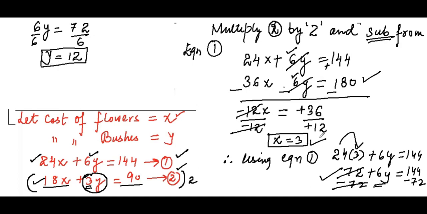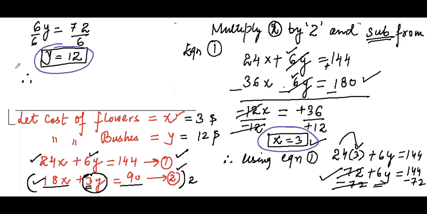See, we got x, we got y. So therefore the cost of flowers is $3 and the cost of bushes is $12. So this is how we find it out. We got the value of x and the value of y, where x is representing the cost of flowers and y representing the cost of bushes. So this is your question number 3. You can pause the video to understand the steps because I'm moving to the next question.